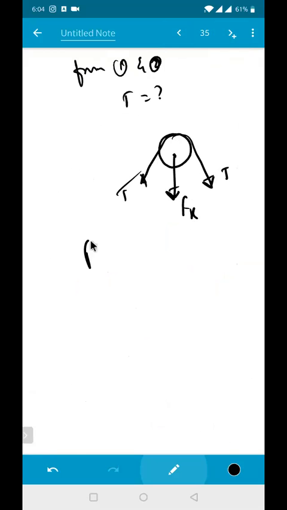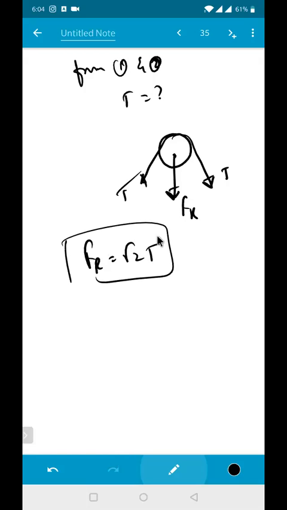Take the components of this one. So F resultant will be, these two at 90 degrees, so that will become for me root 2 times T. Whatever value of T you get, you substitute in this one. That will give me the answer for the given question. I hope you can do such types of questions, okay?